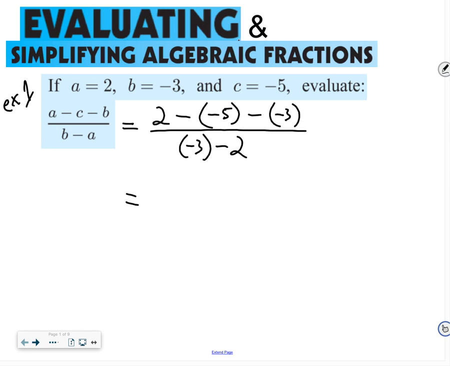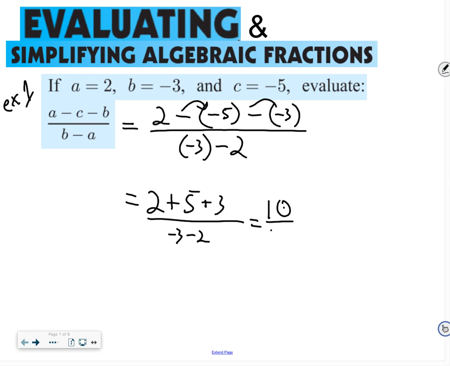As I evaluate this, I want to first write it without my parentheses, distributing negatives when necessary. So here, negative and a negative, this is going to be 2 plus 5. Negative and negative, this is going to be plus 3, over negative 3 minus 2. As I simplify this out, I get 10 in the numerator over negative 5 in the denominator, and I know that 10 divided by negative 5 is negative 2. Okay, going on to my next example.